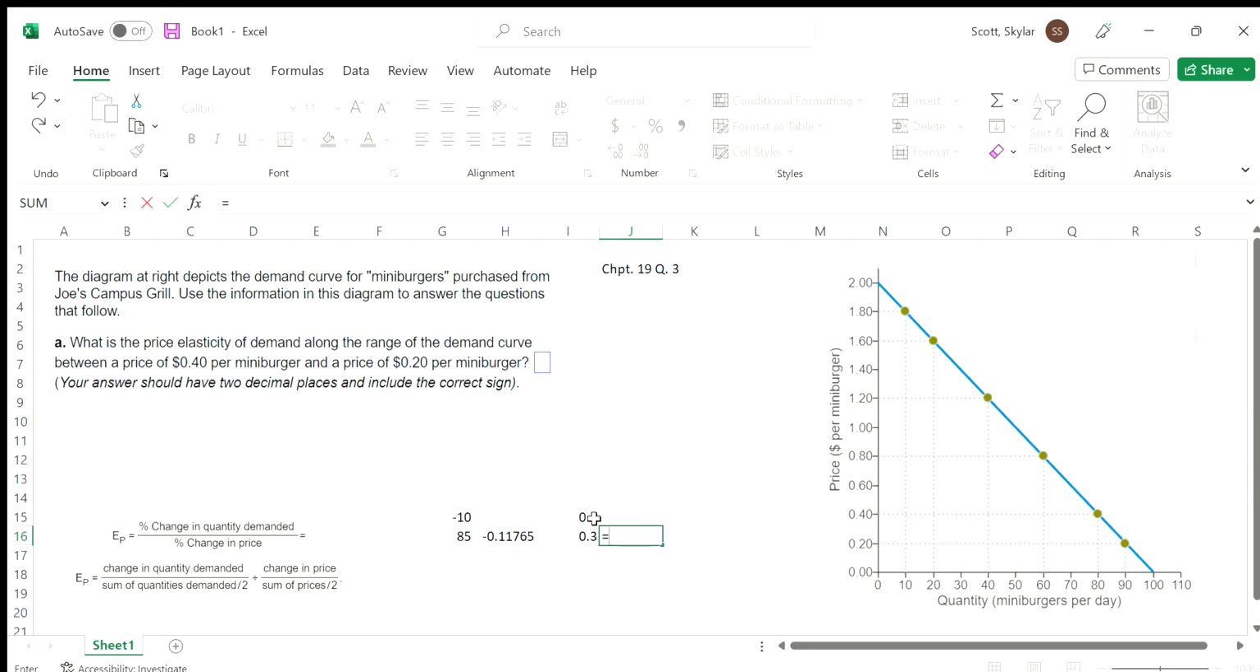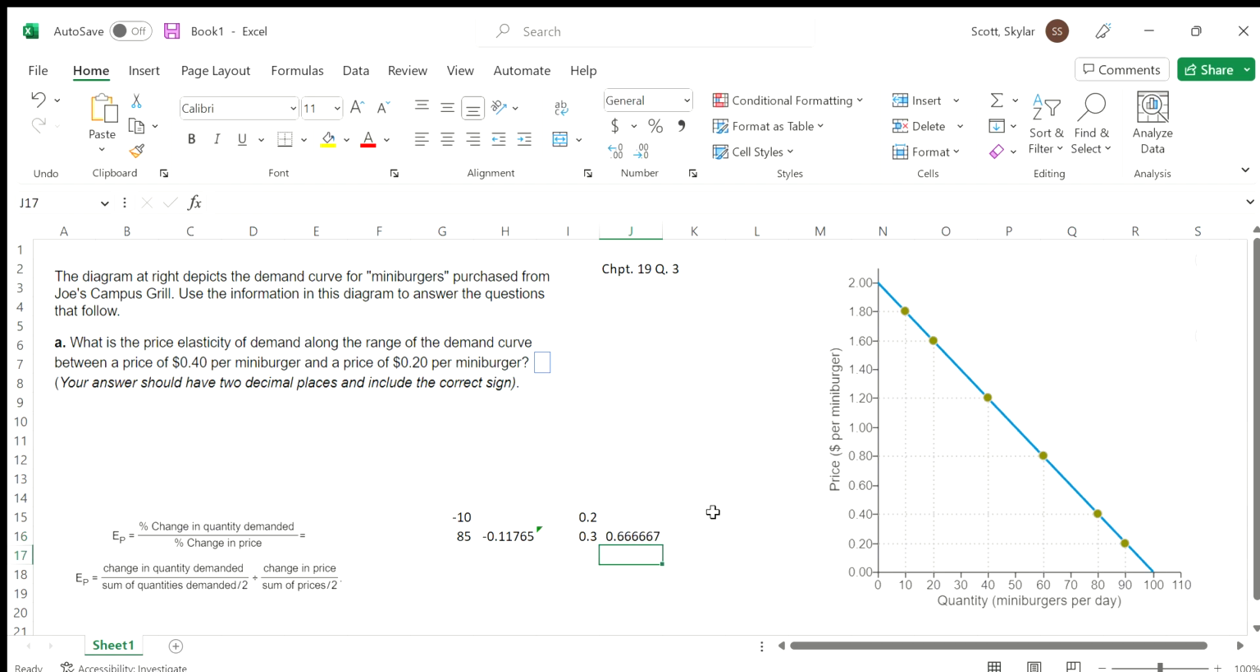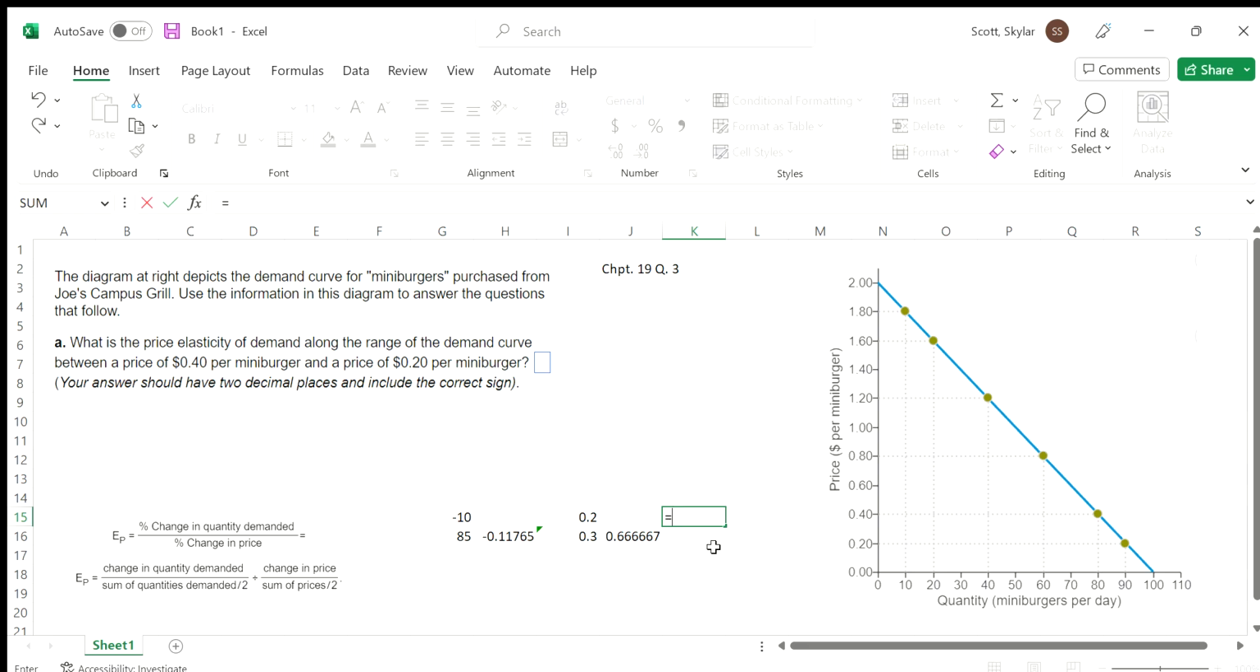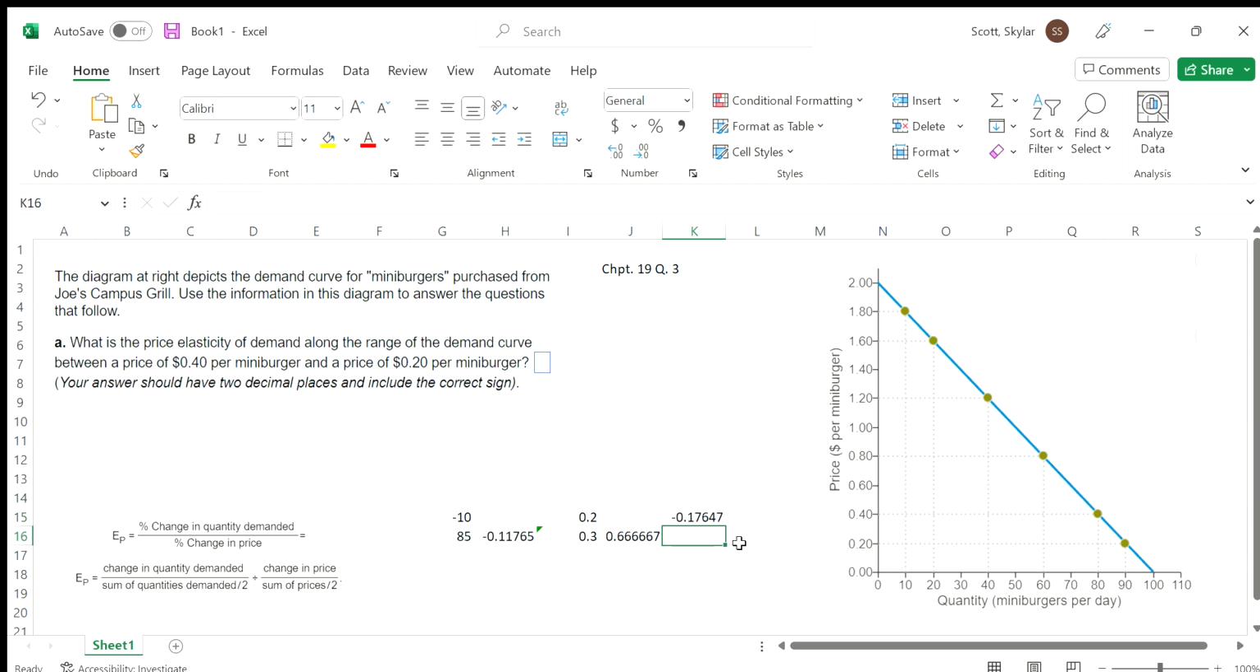Then we, of course, are going to take the 0.2 as our numerator and 0.3 as our denominator. Finally, we are going to take the percent change in quantity demanded and divide it by the percent change in price, which is going to be that as our numerator, that as our denominator. We're going to get -0.18 because we're going to be rounding to the nearest 2 decimal points.